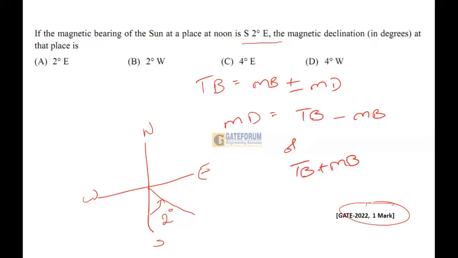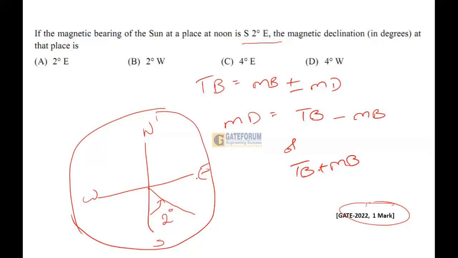And now you want the magnetic meridian. So now you come back to the figure. This is my figure here. The figure says south 2 degree east. So it's very simple. Convert this south 2 degree east into the whole circle bearing system. So it is 178 degrees. This is the magnetic bearing, 178 degrees.